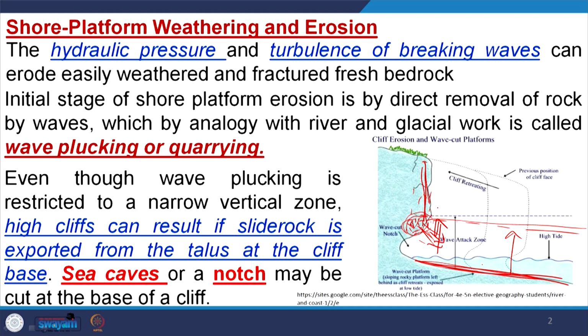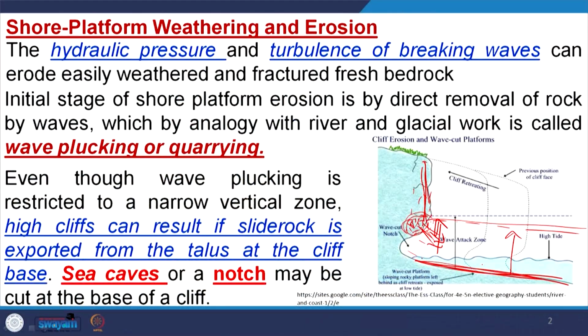Even though wave blocking is restricted to a narrow vertical zone, high cliffs can result if solid rock is exposed from the talus, and at the cliff base a sea cave or notch may appear. For example, once we remove the material here, we are creating a notch. Once the notch is created by the wave action, this part of the cliff will not be stable.